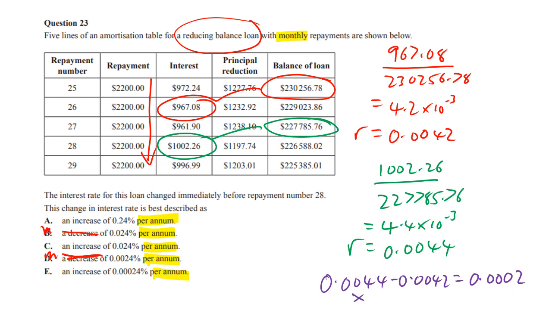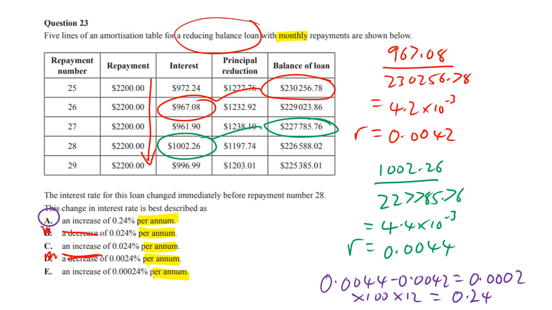remember we've got to times by 100. Why? Because it's percent, that percent symbol we've got there. And we also need to times by 12 to make it per annum. And if you calculate that, you should get 0.24, and the answer was A. So it's a good trick to learn how to calculate the interest rate from an amortization table.